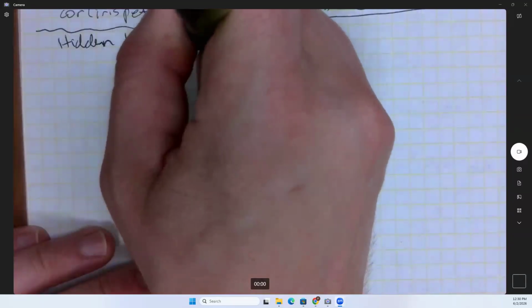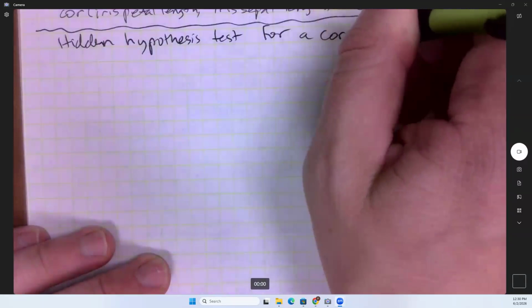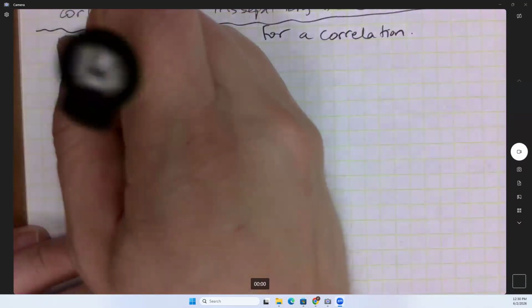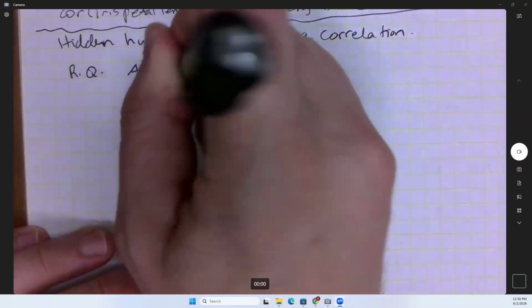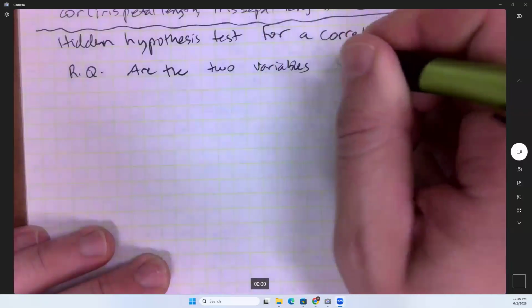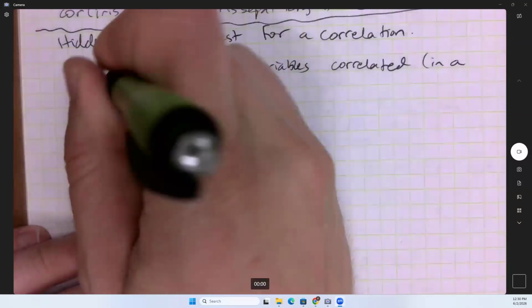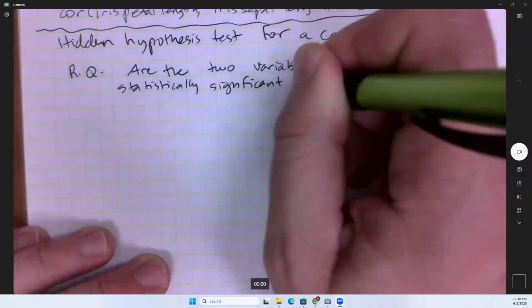So the hidden hypothesis test for a correlation. Our research question is, are the two variables correlated in a statistically significant manner?